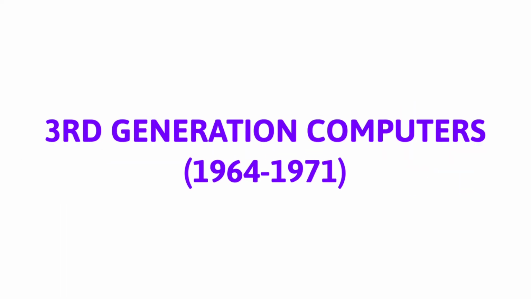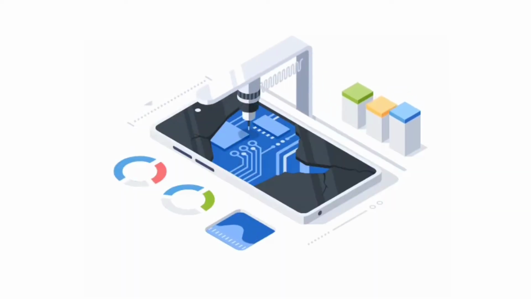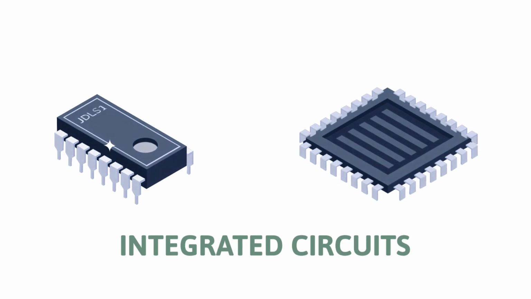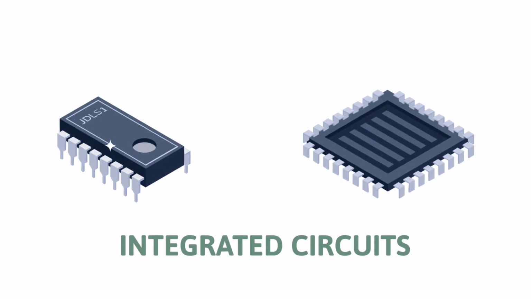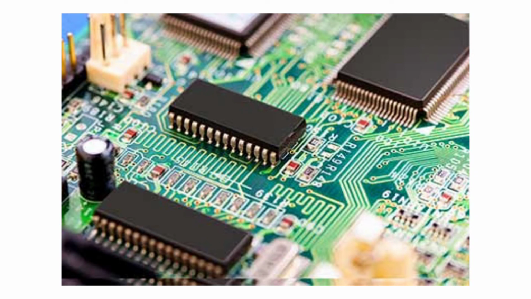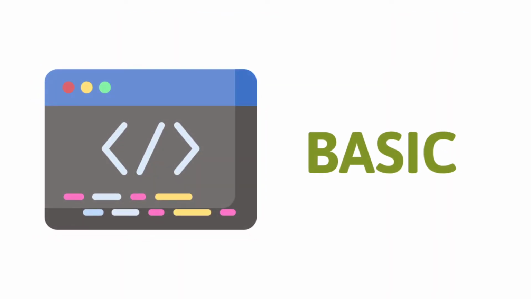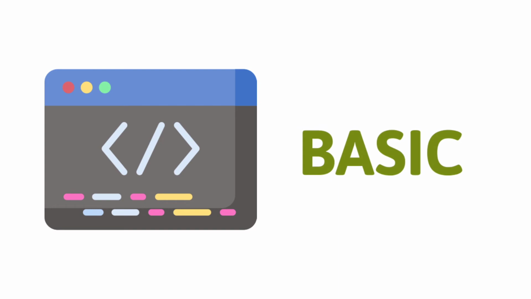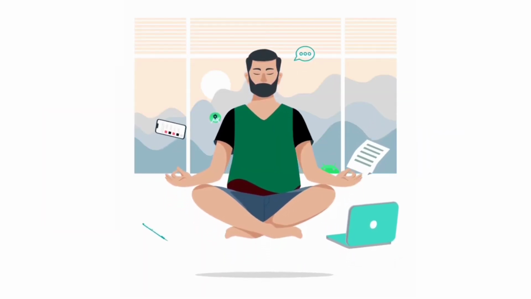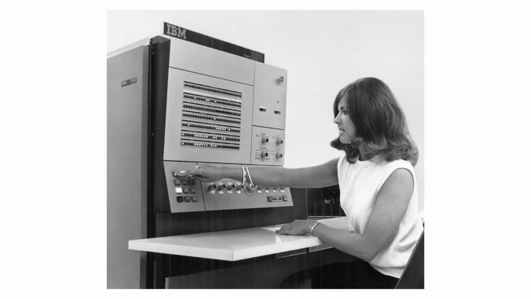Moving on to the third generation of computers, 1964 to 1971. During the third generation, technology evolved and shifted itself from transistors to integrated circuits, also known as IC. A single IC has many transistors, registers, and capacitors built on one thin slice of silicon. In this generation, high-level programming languages, such as BASIC, were introduced. It allowed for a more user-friendly and easy approach. IBM 360 is an example of a third-generation computer.